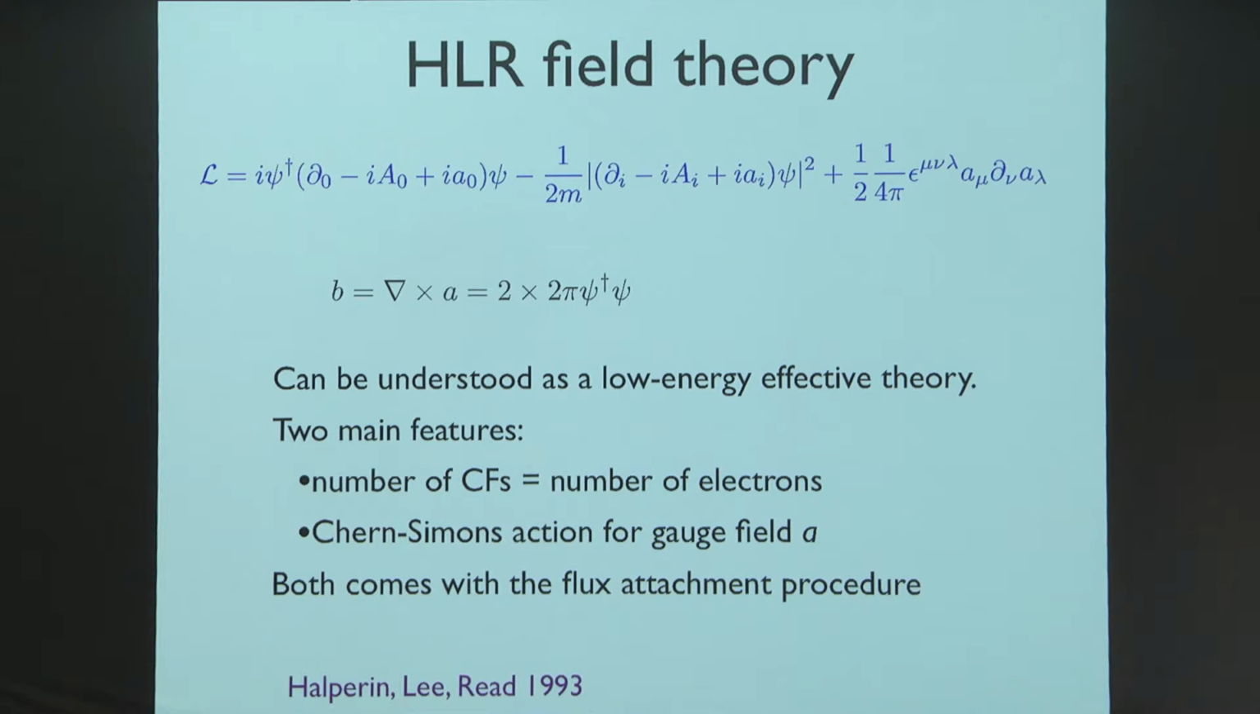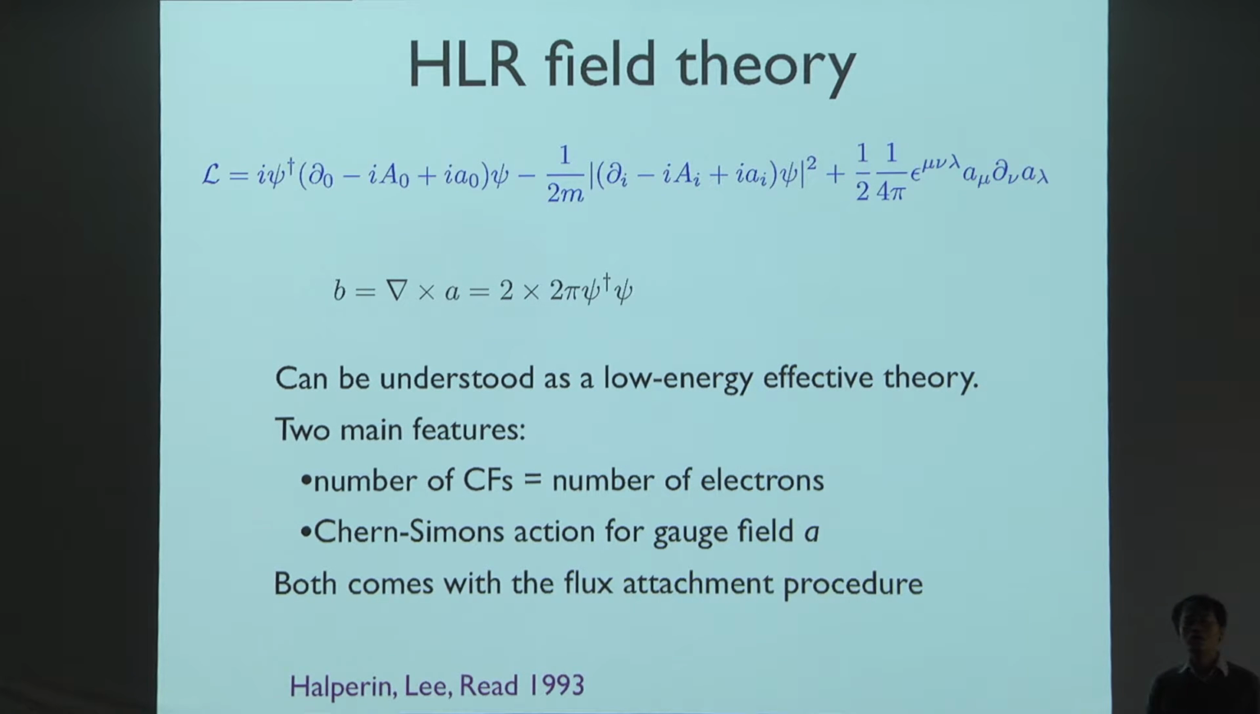In this case, we can hope to be able to write down a theory describing the low energy physics of the nu equal 1/2 state. And this was written down in 1993 by Halperin, Lee, and Reed. The theory, roughly speaking, looks like this, in which we have the field psi, the composite fermions, coupled to an external gauge field and also some internal gauge field.